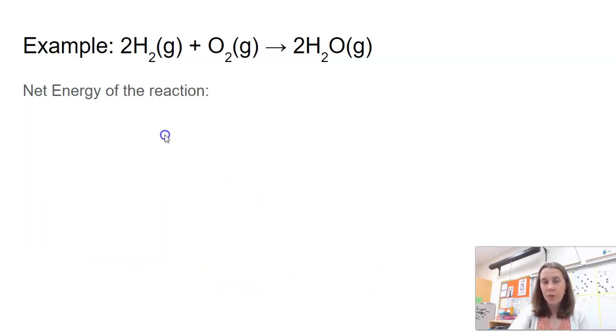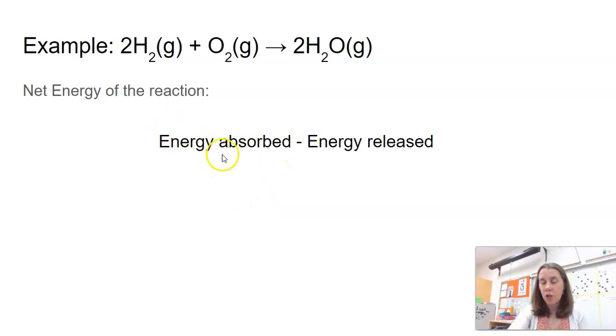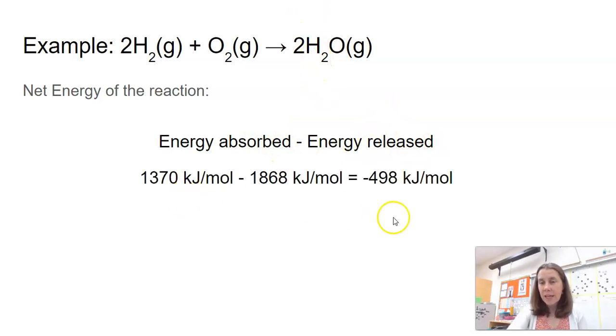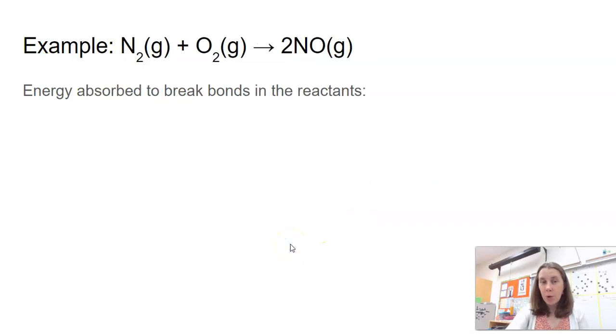So for the net energy of the reaction, it's always going to be the energy absorbed by breaking bonds minus the energy released by forming bonds. All right, and in this case, we get negative 498 kilojoules per mole. That negative means that we have an exothermic reaction. So if your delta H is negative, then you have an exothermic reaction. All right. Now let's do one more example.